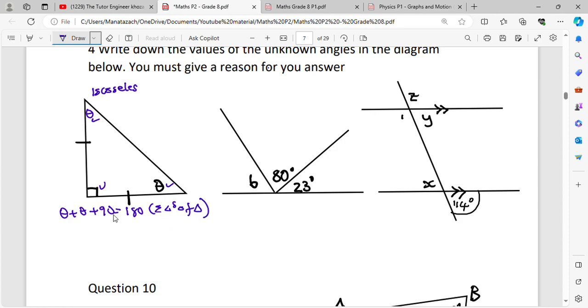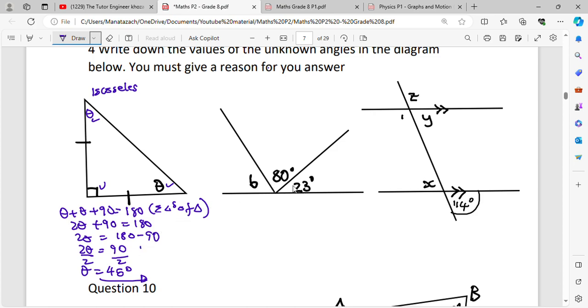So you'll have 2 theta plus 90 is 180. So basically from here, you'll be solving for theta. So theta is 45 degrees. Okay, that should be the answer to the first question.